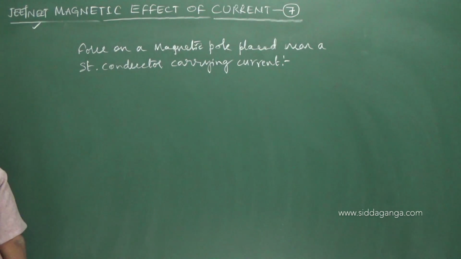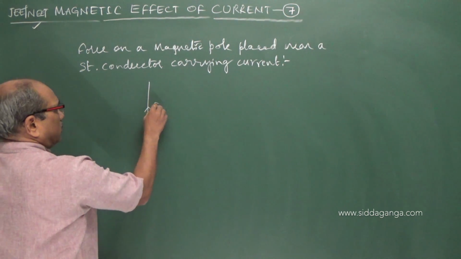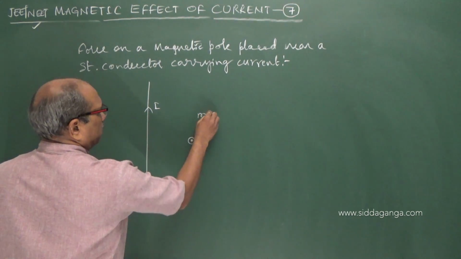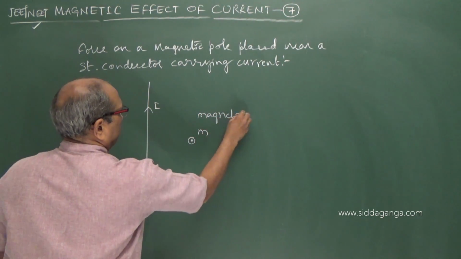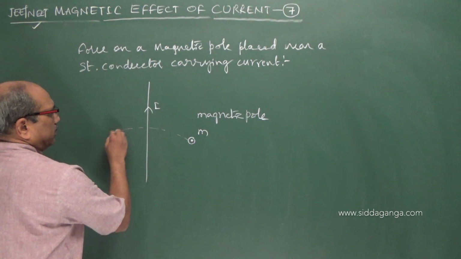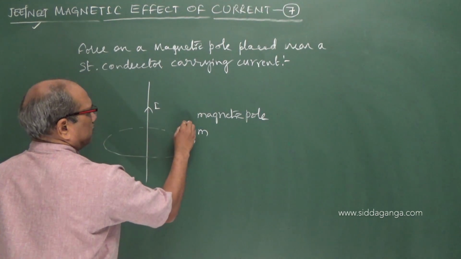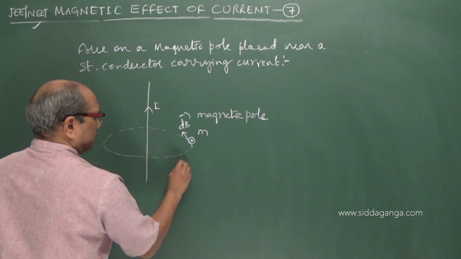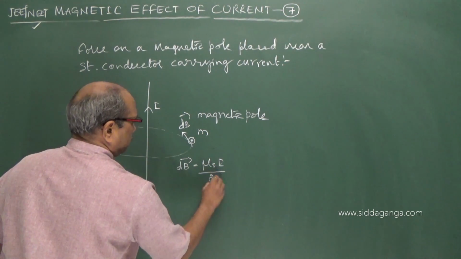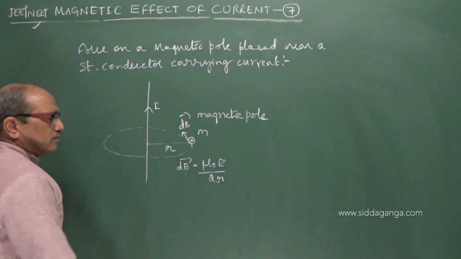Conductor carrying current. Let us think this is the current carrying conductor. A pole of strength M, a magnetic pole. This produces the magnetic field, as you come to know. The field strength dB is given by mu naught I by 2R, if R is the radius.